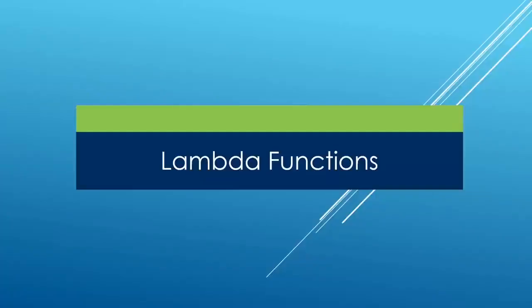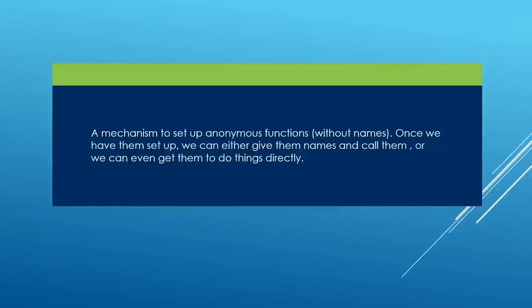I would like to welcome you in this new chapter where we're going to be learning about Lambda functions. Lambda functions are a mechanism we have in C++ to set up anonymous functions. Once we have anonymous functions set up, we can do all kinds of crazy things with them. For example, we can give them names and call them multiple times, or we can even call them directly without even giving them a name. I realize this can be really cryptic, so we're going to head over to the next lecture and see how we can declare and use our Lambda functions. Go ahead and finish up here and meet me there.